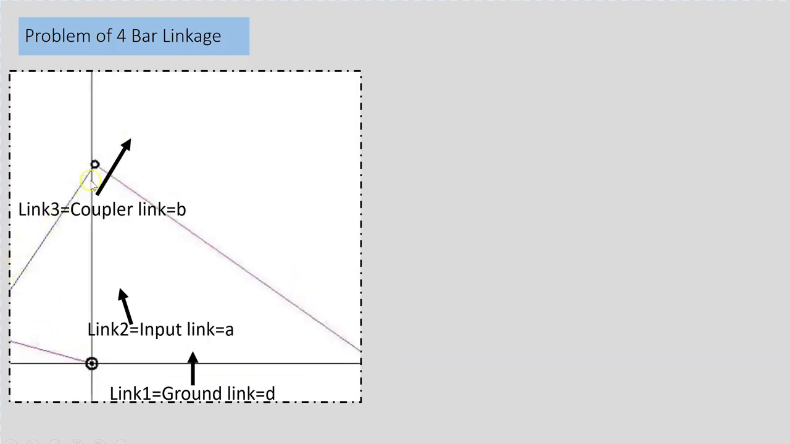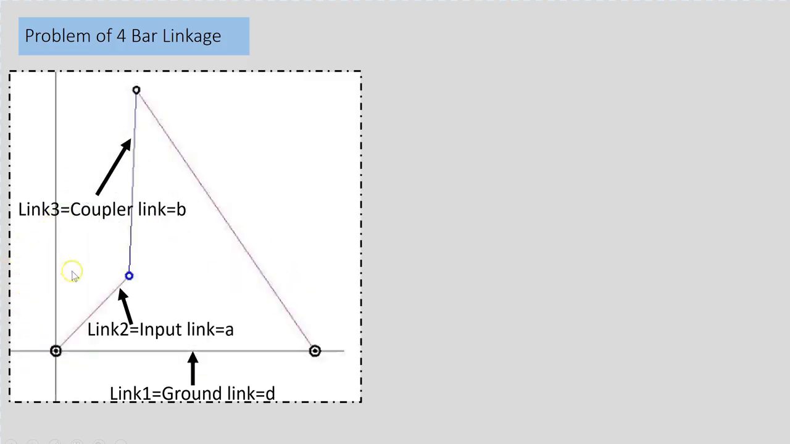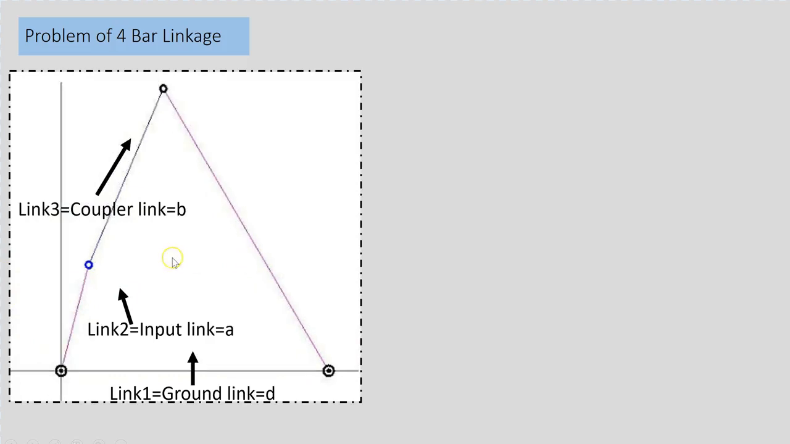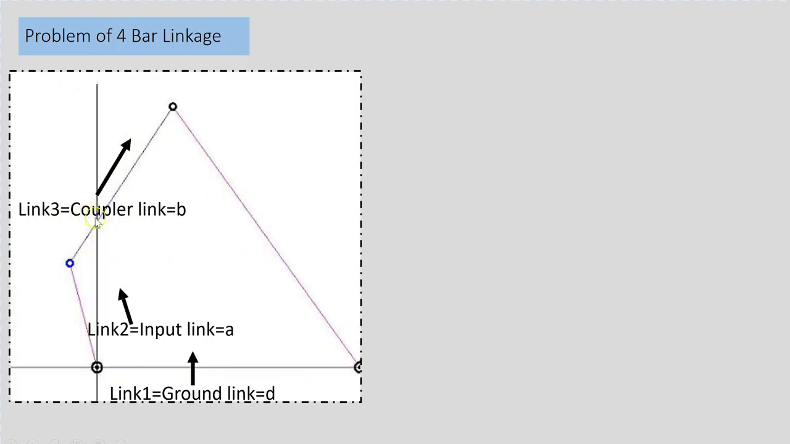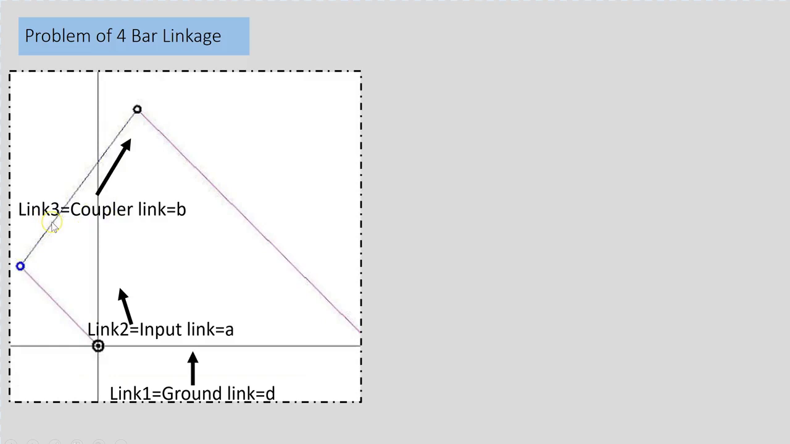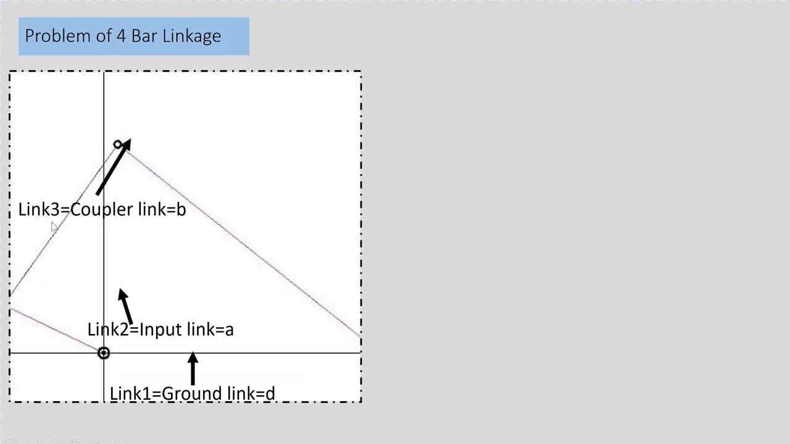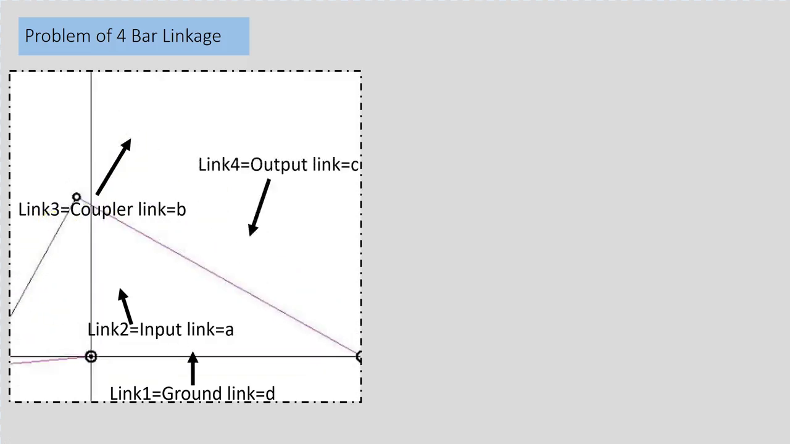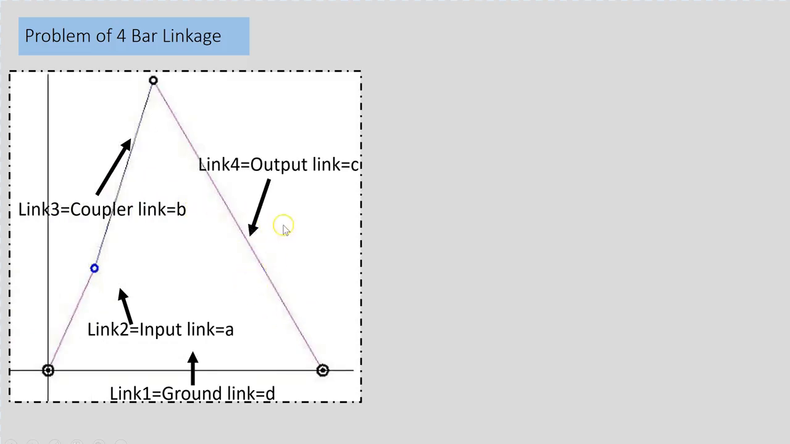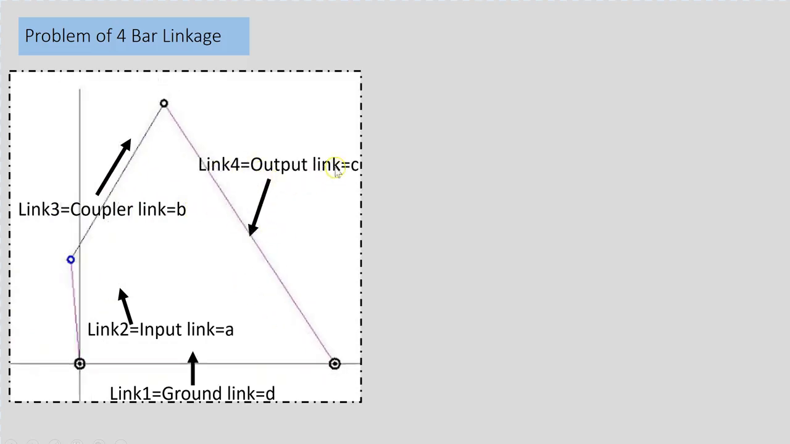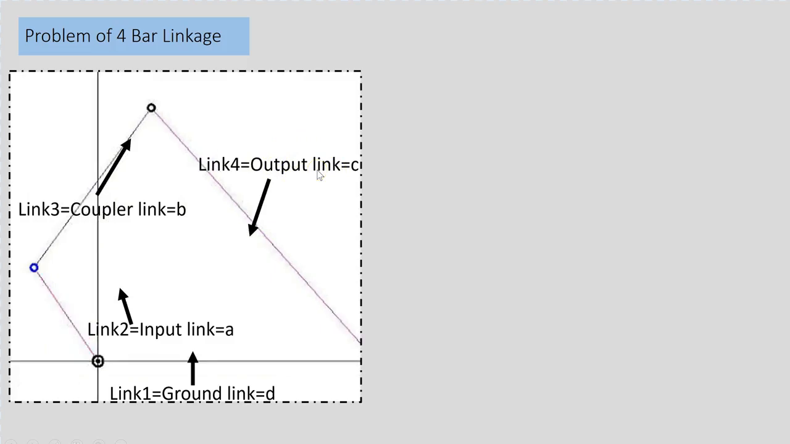The link that connects input and output we call the coupler link, and we consider this as link 3. The length of this link is B. And finally, this is the output link, link 4. The length of this output link is C.